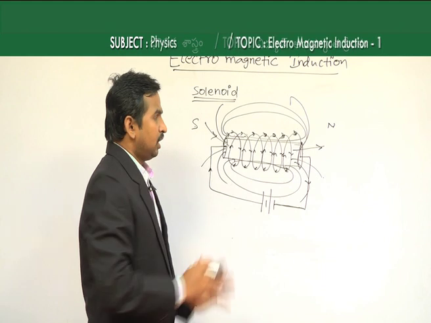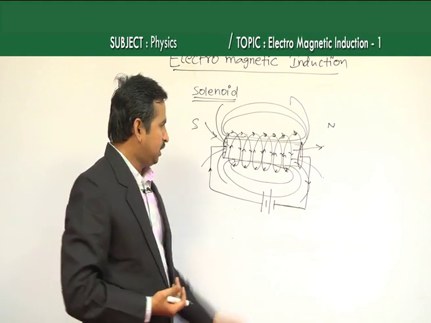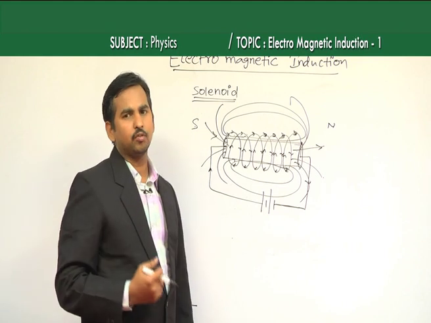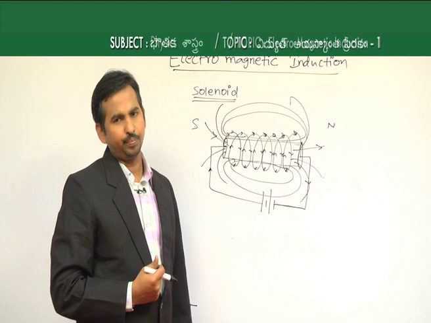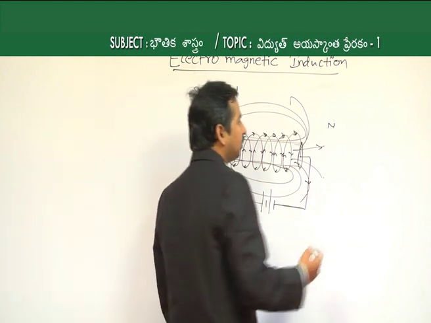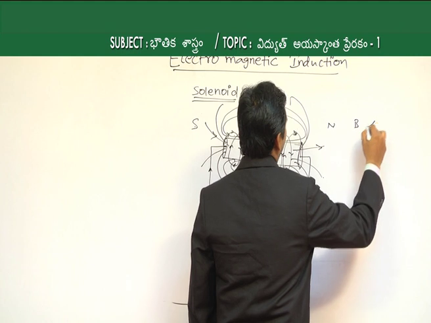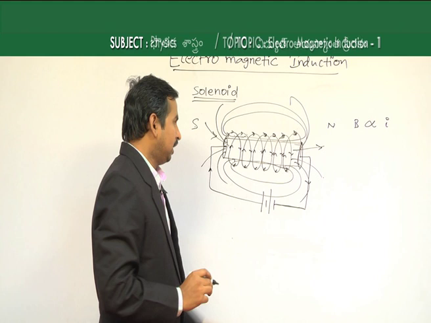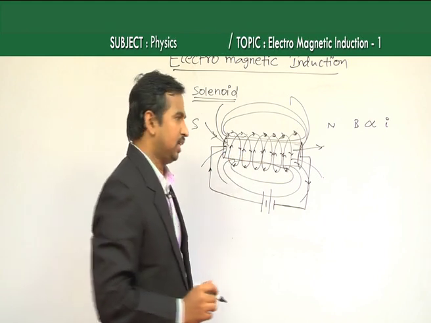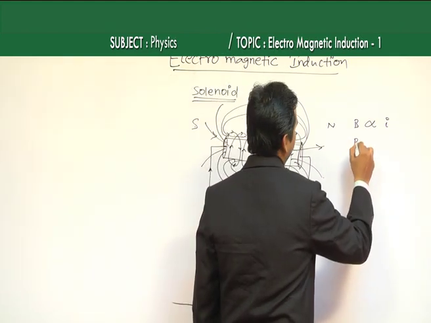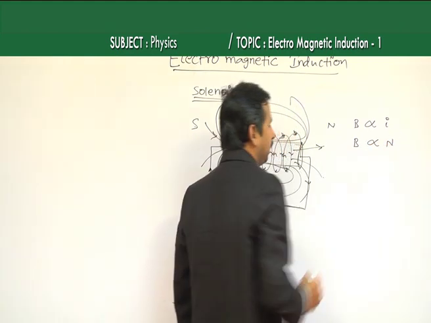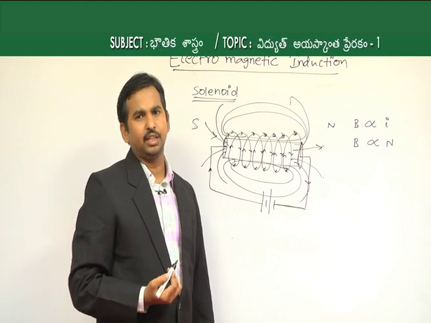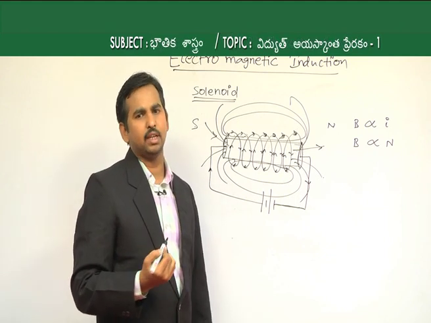Like this, if you want to increase the field strength here, if you pass more current, then gradually the number of magnetic lines of force around it also increases. Means whatever the magnetic field strength here, it is directly proportional to the current we are passing. And not only that, if you increase the number of turns, the n value, then again there is an increase in the magnetic field strength, meaning more lines are there.